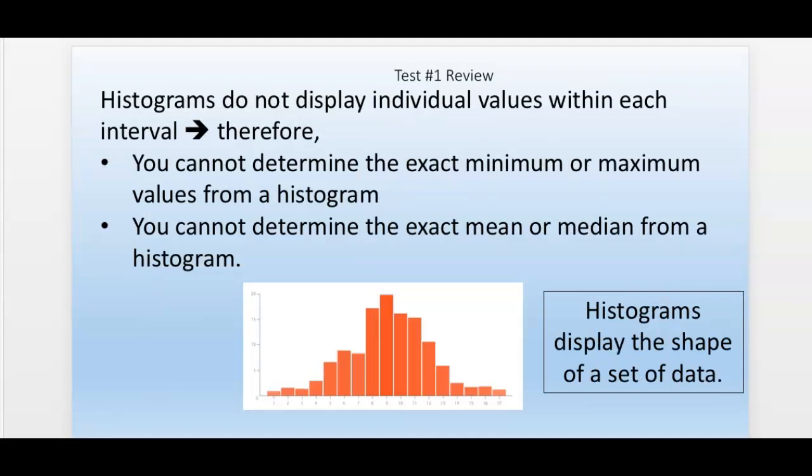Again, histograms do not display individual values. So you cannot determine the exact minimum or maximum from a histogram, and you cannot determine the exact mean or median from a histogram. Not exactly. But histograms are a good way to display the shape of the data.